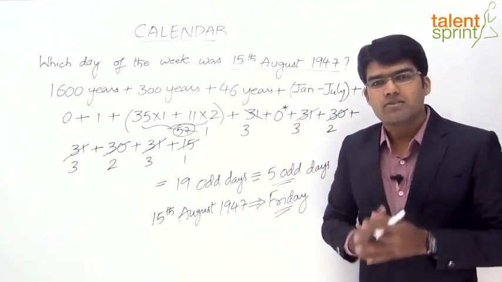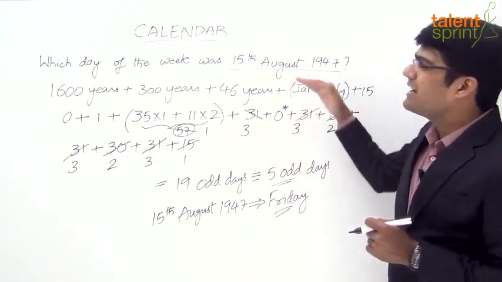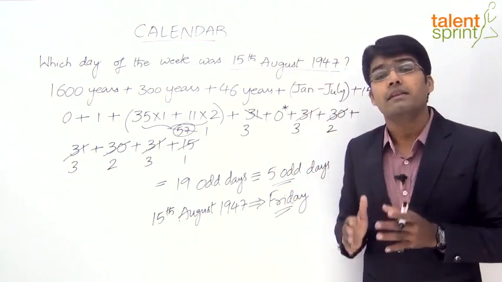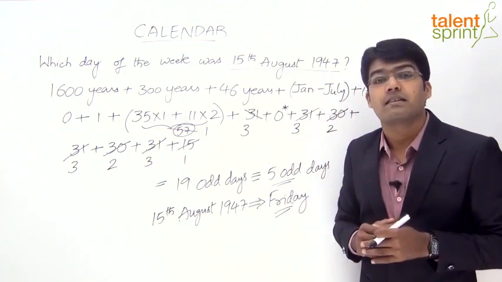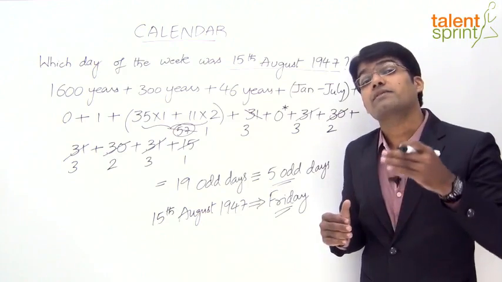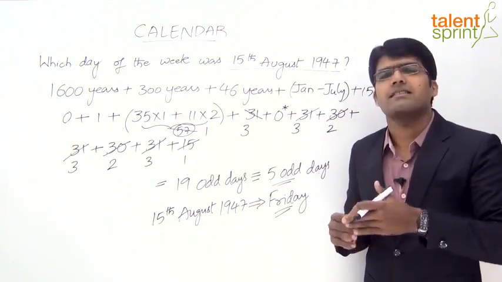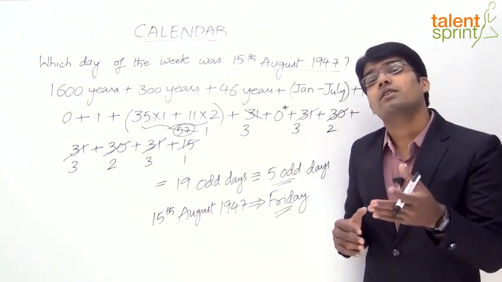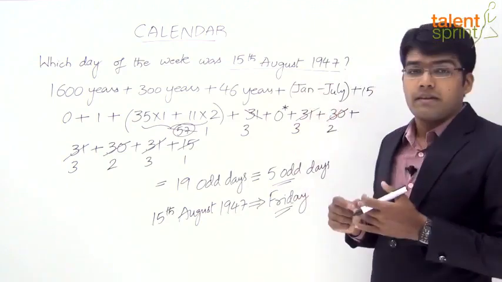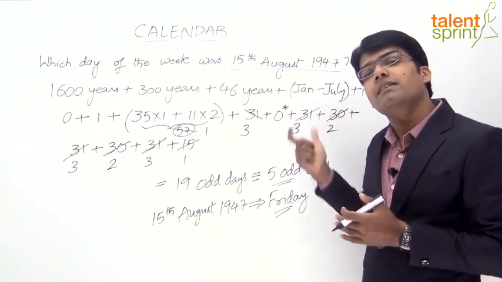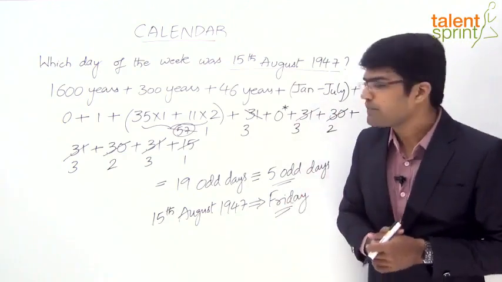So the simple point here is that to find out the day of the week for any given day, we need to calculate the number of odd days. In what period? The number of odd days from the 0th day, or we can say from 1st January of the first year up to the given date, and the number of odd days here will give us the day of the week.